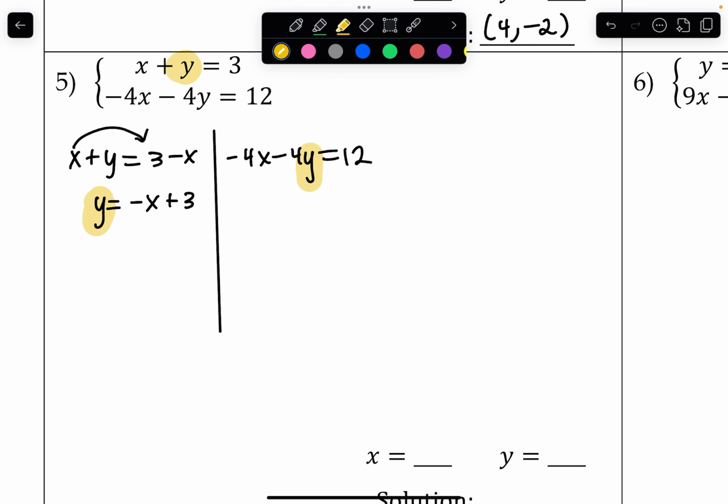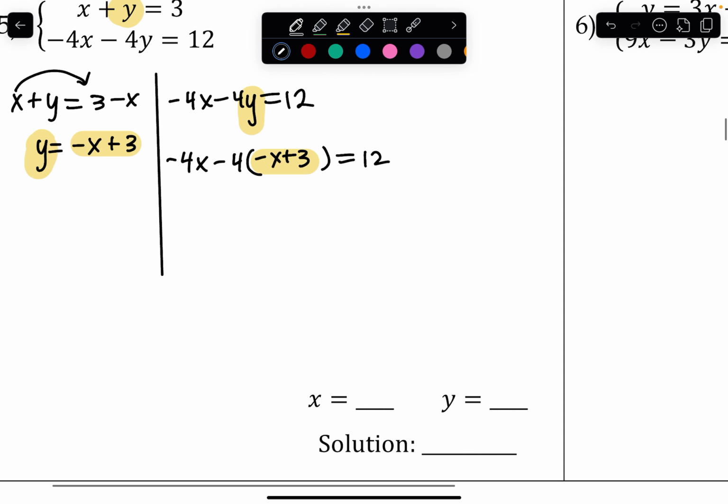And so now y is solved for. Okay, and so y is the player getting subbed out of the game. Make sure you sub out the correct player. And his sub is negative x plus 3. That's where the negative x plus 3 is going to go. Okay, and so when I distribute, I get positive 4x minus 12 equals 12.